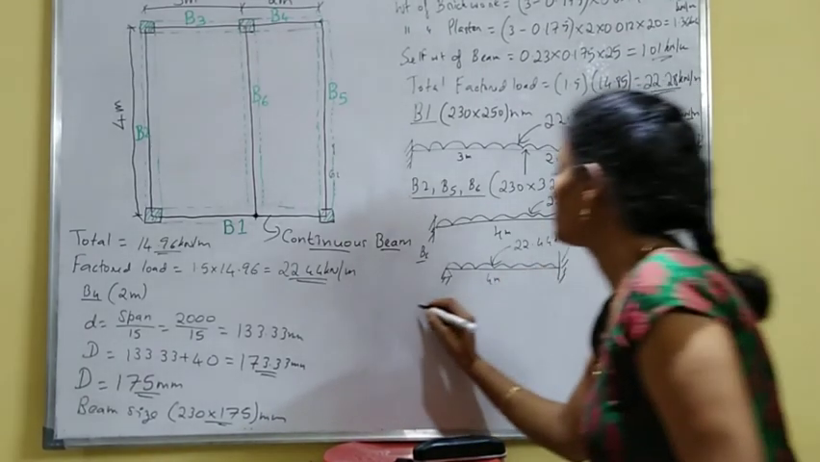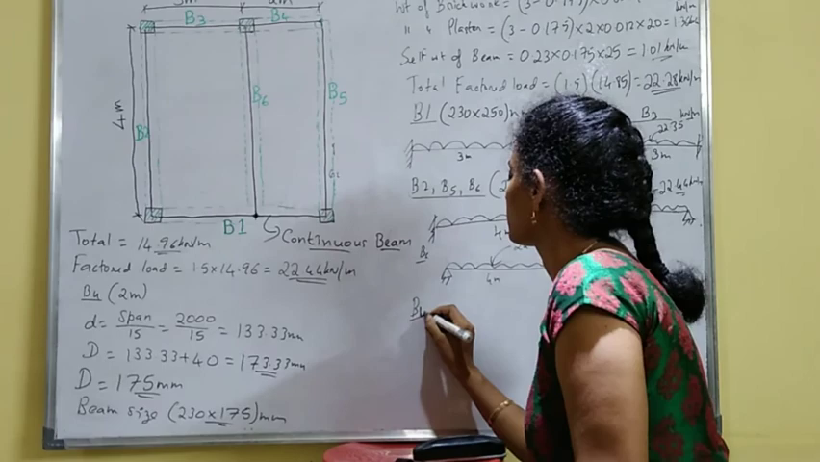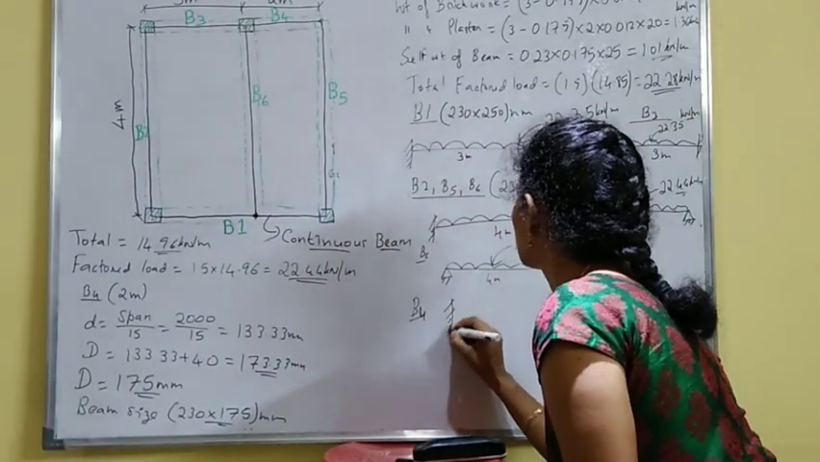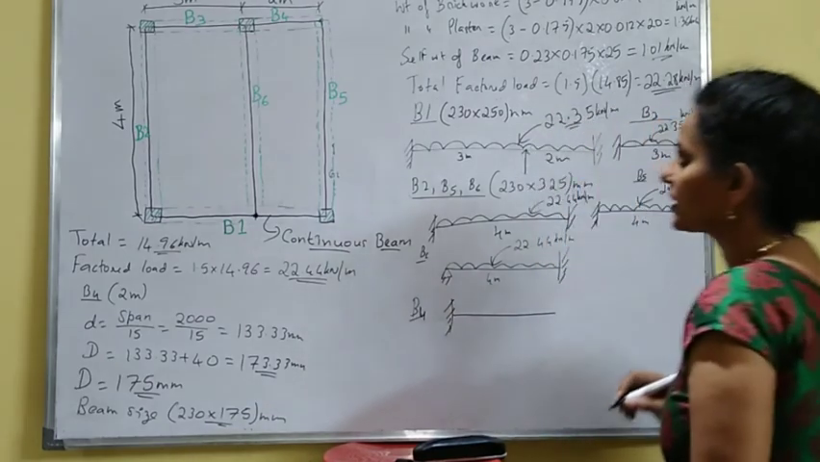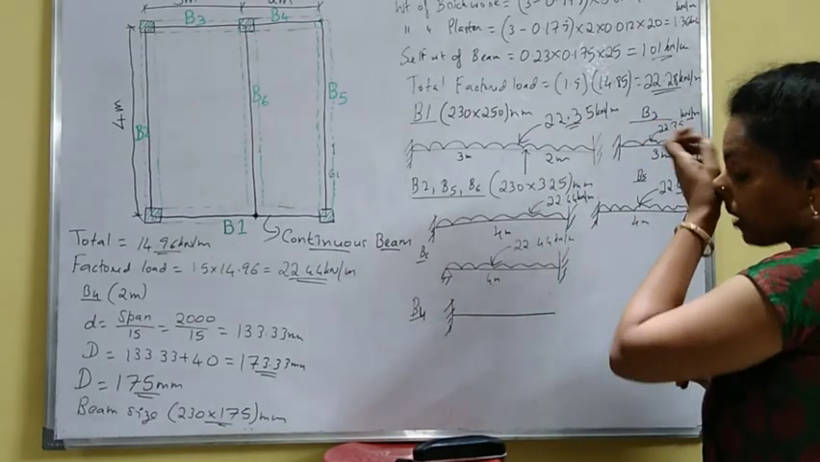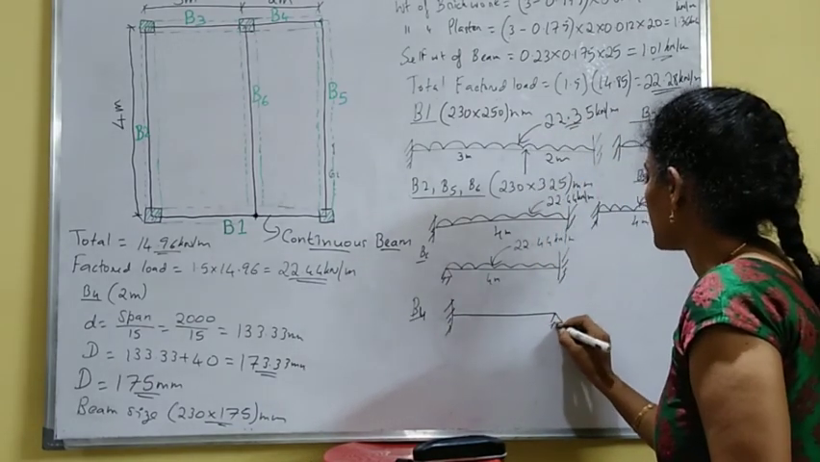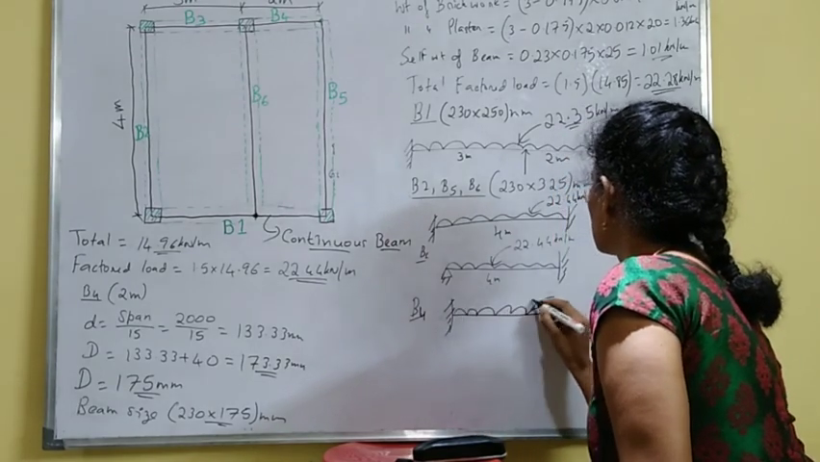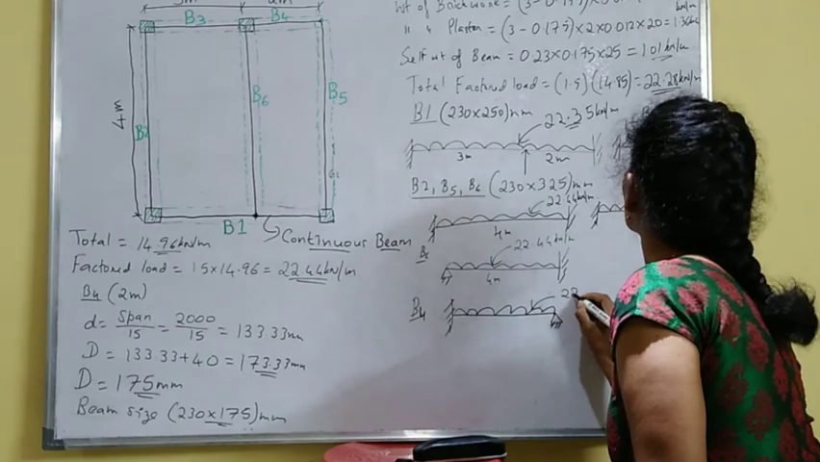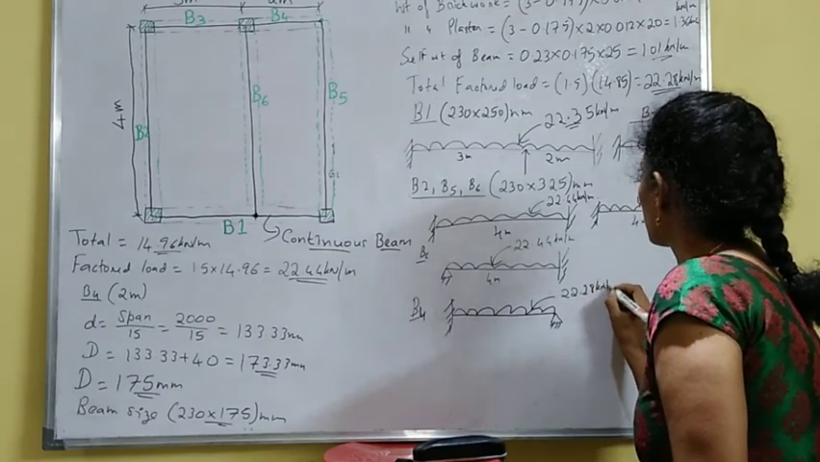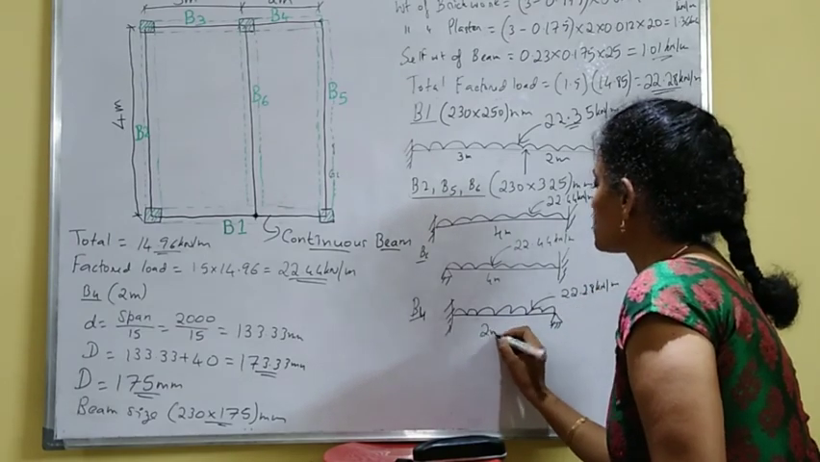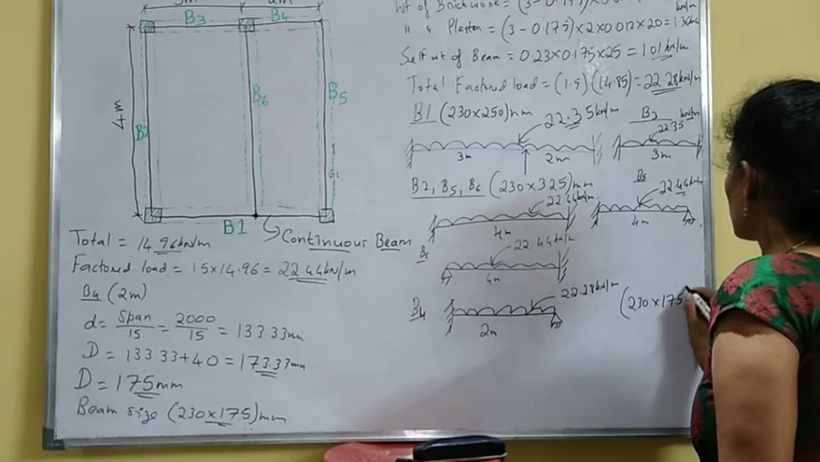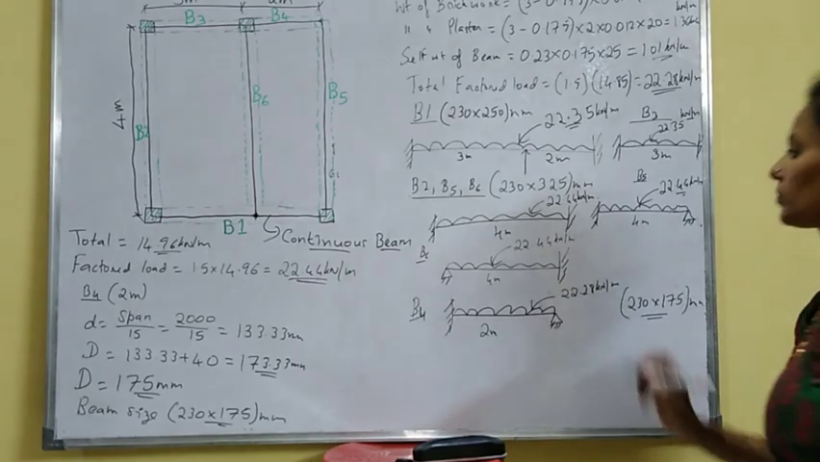Okay. Last beam is B4. This is a small beam, that is a propped cantilever beam, not overhanging, propped cantilever beam. So here there is reaction. This is 22.28 kilonewton per meter. Span is 2 meter. Beam size is 230 by 175 mm.